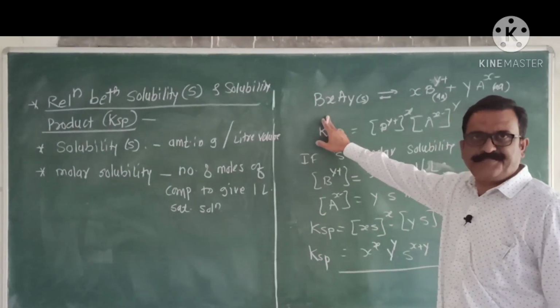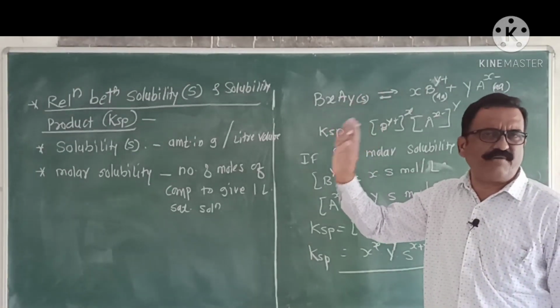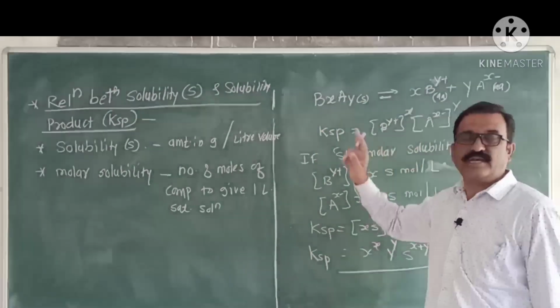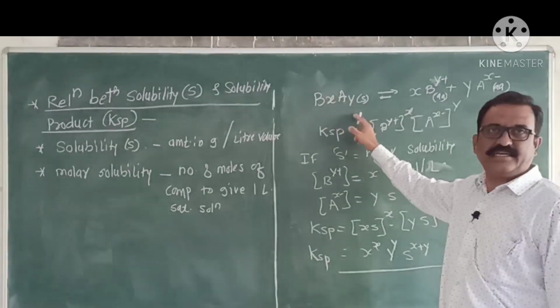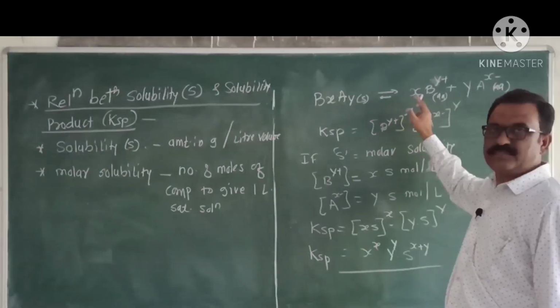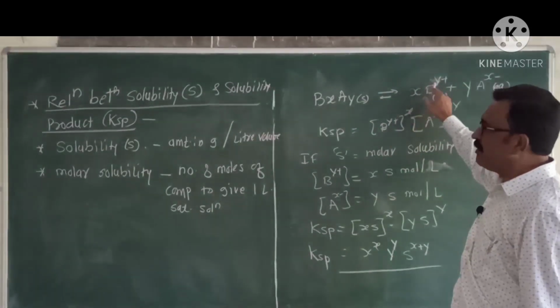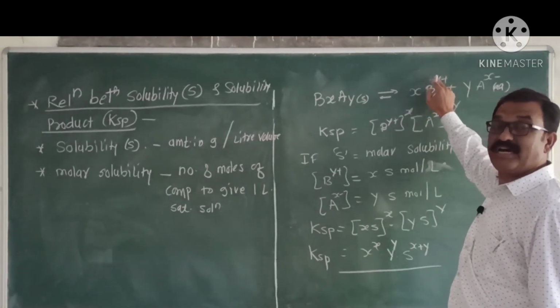Then consider a sparingly soluble salt. Once again, the same general common sparingly soluble salt BxAy dissolved in water gives X moles, or X number, of By plus ions.